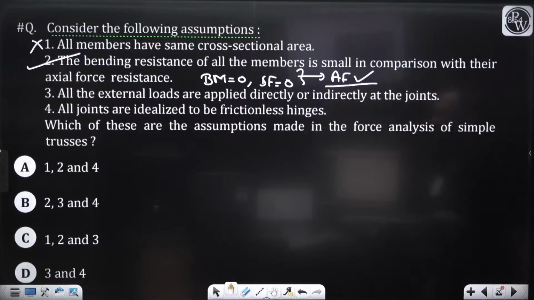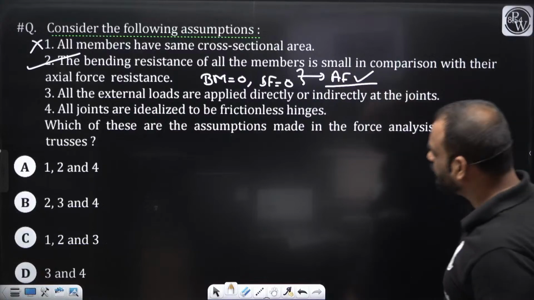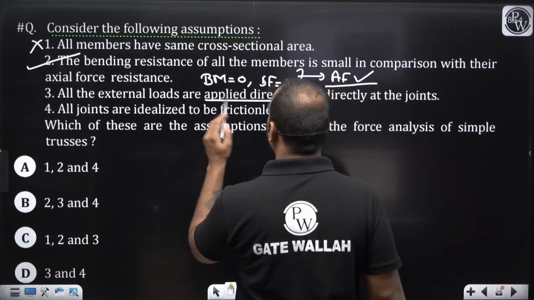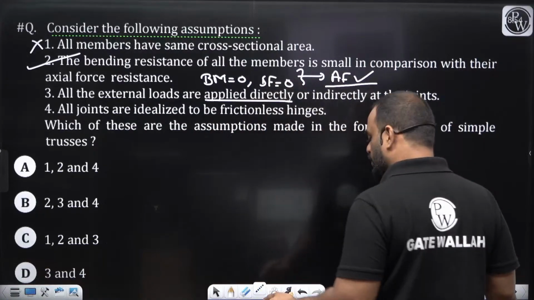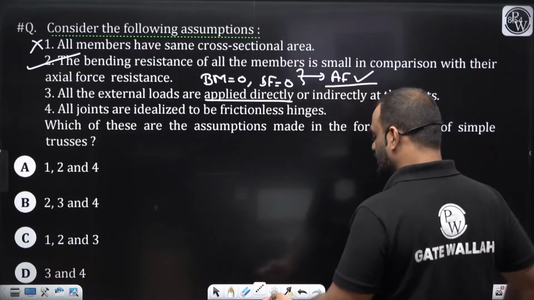Next one, all the external loads are applied directly or indirectly at the joints. You know that, guys, what do you mean by directly applied load, right? If you place any load directly at the joint, that means it is direct loading. But what about indirect loading? Let me explain it.